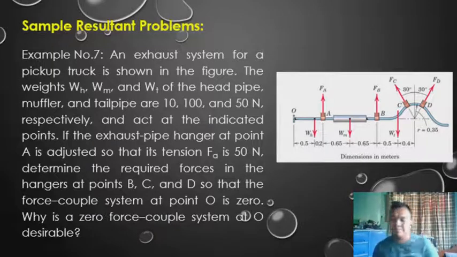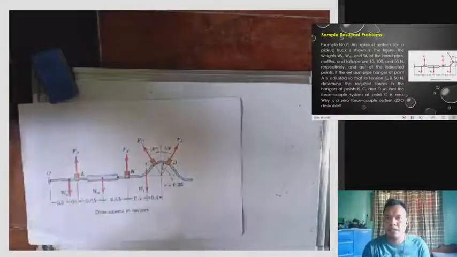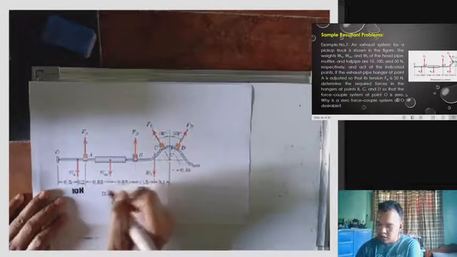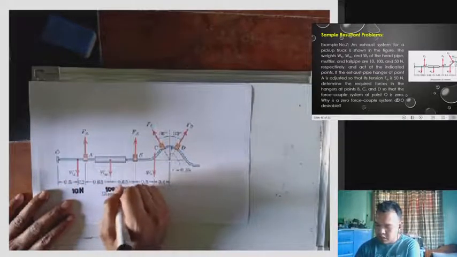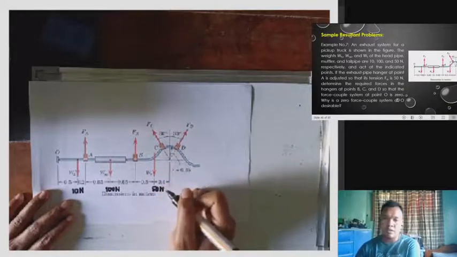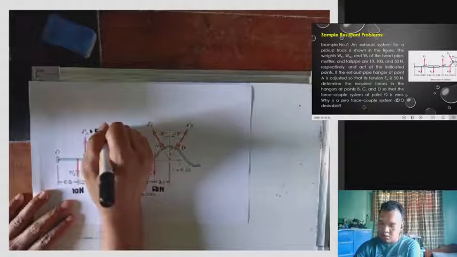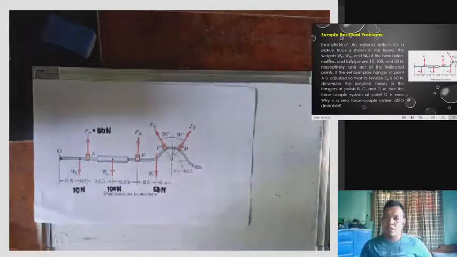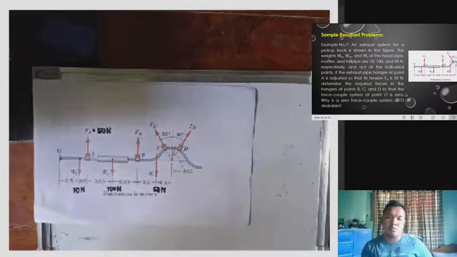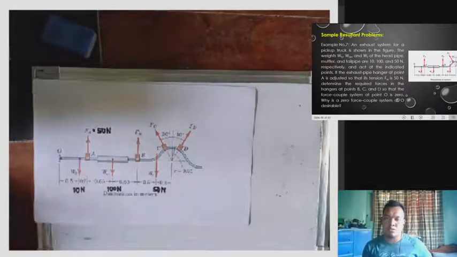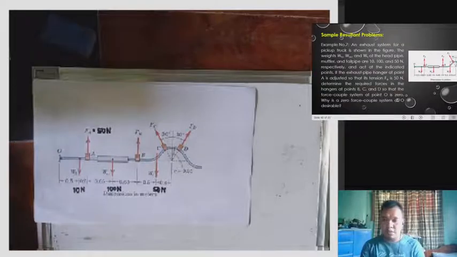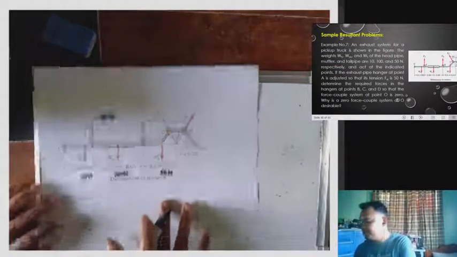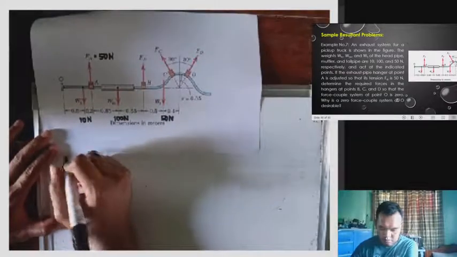Okay. So, ito. Meron tayong figure dito. Then, binanggit dun si WH is 10 Newton, si WM is 100 Newton, and si WT is 50 Newton. And also si FA is given as 50 Newton din po to. Okay. So pinapahanap po yung value ng FB, FC at FD. So ibig sabihin tatlong unknowns tayo. So we need three equations, no, para makapag-solve tayo. So first, summation forces X, summation forces Y and summation moment tayo. So meron tayong tatlong pagkukuhaan ng equation. Okay. So first, we have here summation.